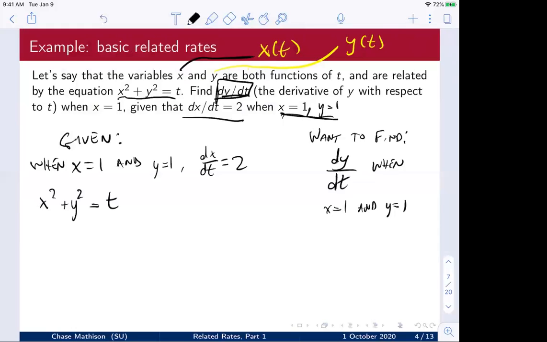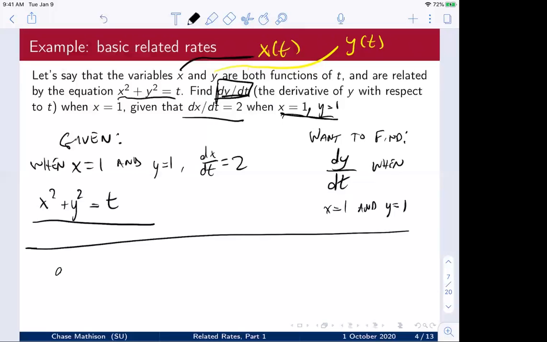And the way I'm going to do that, and with these related rates problems, you find your relation or you're given your relation. Once you have that, differentiate both sides of this equation with respect to t. I want a dy/dt out of this, so I should differentiate the only thing that has any y's with respect to t, because remember, we're assuming x and y are both functions of t.